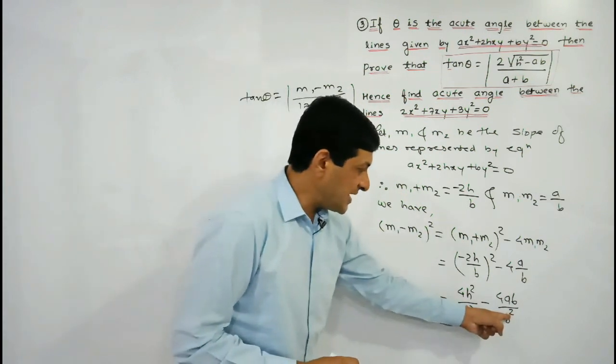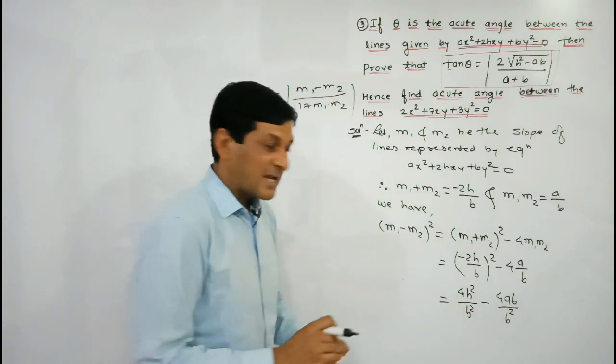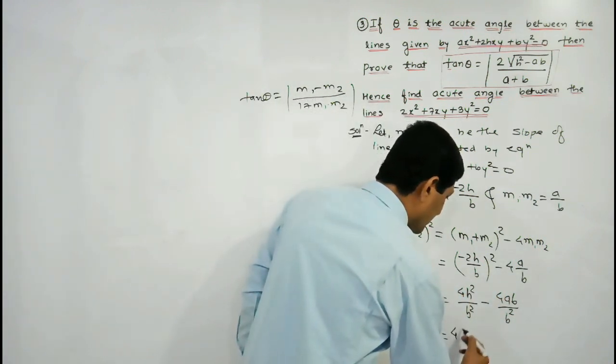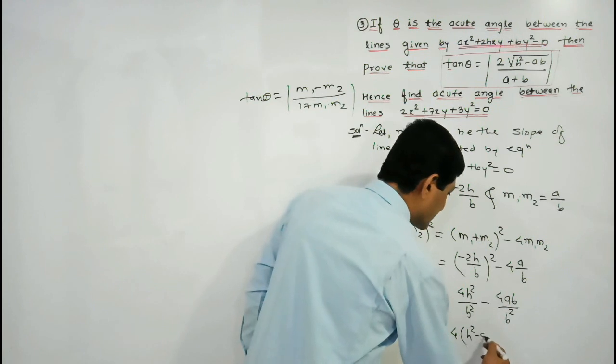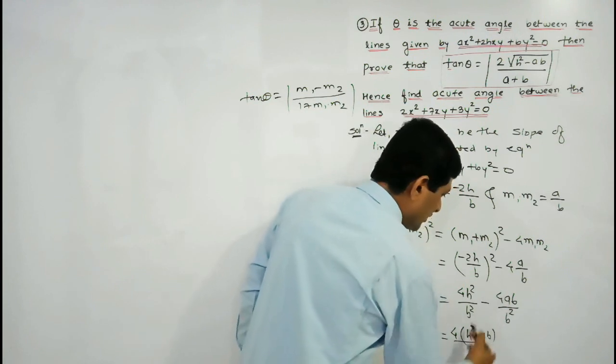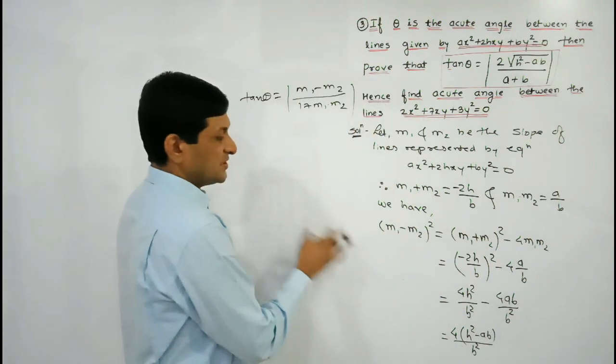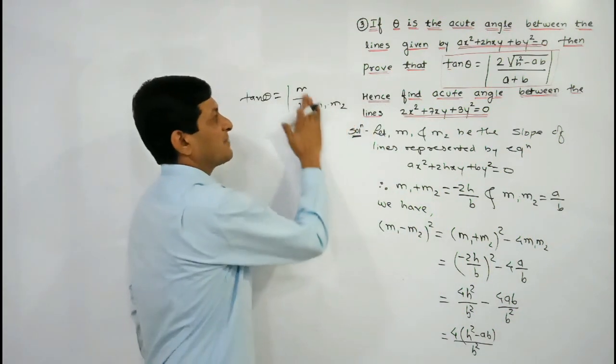Now we can observe that the denominators of both the terms are same, and from the numerator we are able to take 4 common. If we take 4 common from the numerator, here we will get h square minus ab, and here in the denominator what we will get? b square, isn't it? So this is the value of m1 minus m2 whole bracket square.